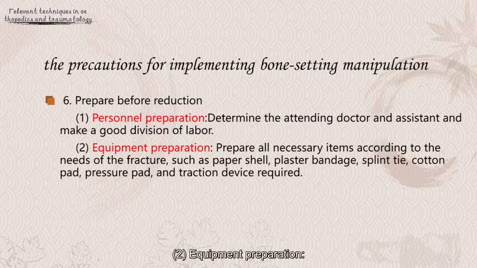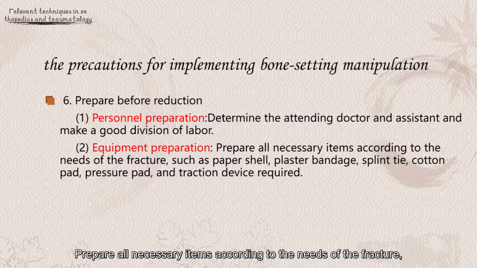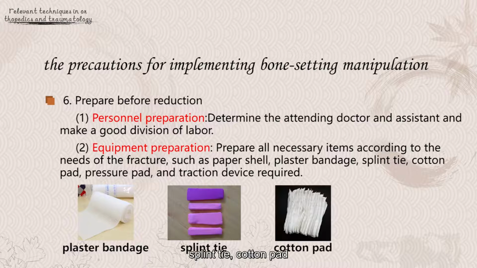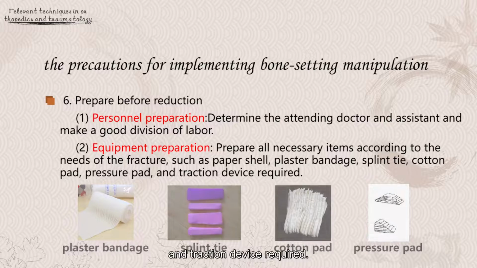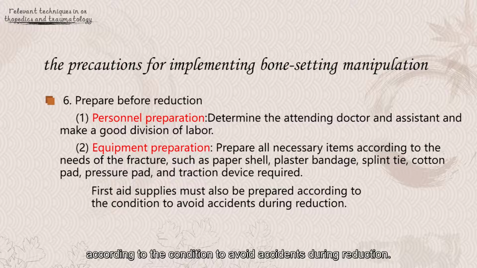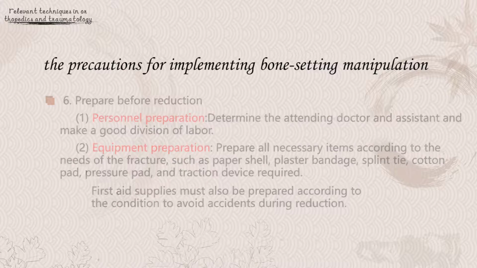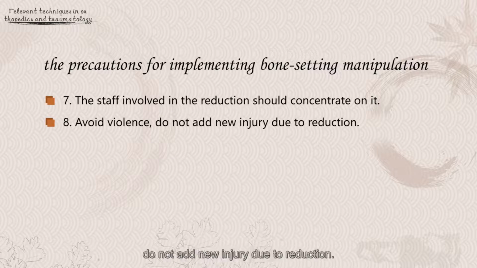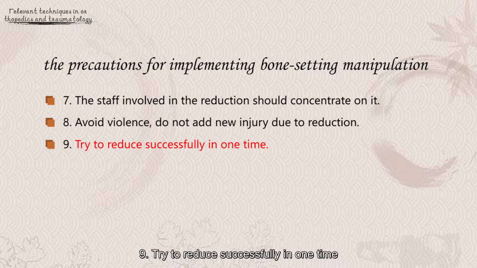The second, we should do the equipment preparation. Prepare all necessary items according to the needs of the fracture, such as paper shell, plaster bandage, splint tie, cotton pad, pressure pad, and traction device required. First aid supplies must also be prepared according to the condition to avoid assistance during reduction. The seventh, the staff involved in the reduction should concentrate on it. The eighth, avoid violence. Don't add new injury due to reduction. The ninth, try to reduce successfully in one time.